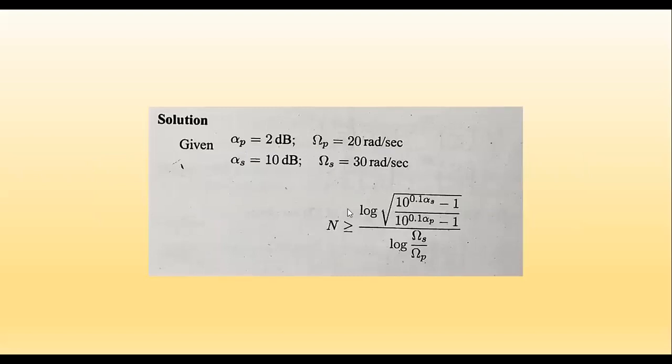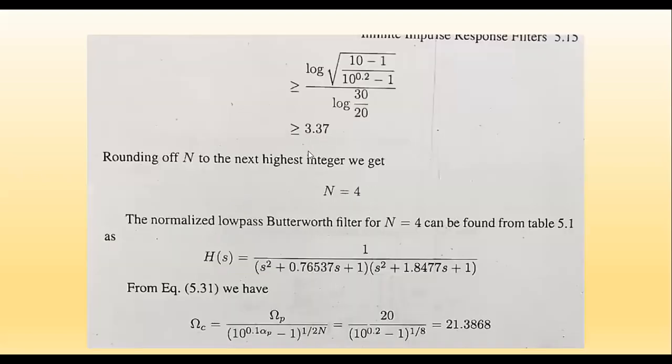So this is the equation. By using this, you can find out the value of n. So you get the value of n 3.34. That is converted to the higher side, and then we find h of s. Now this is one part of the problem statement.